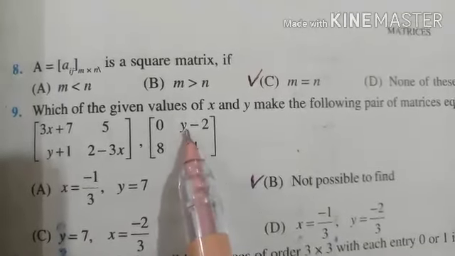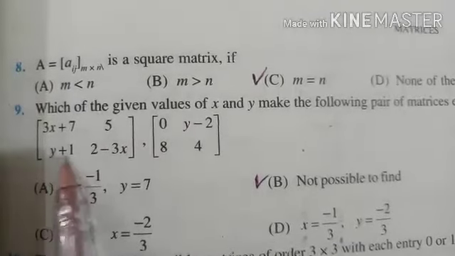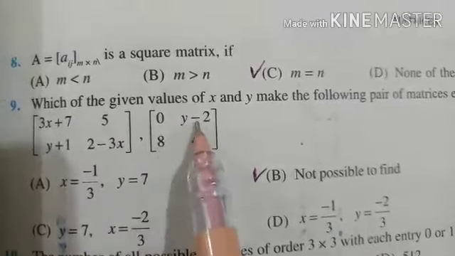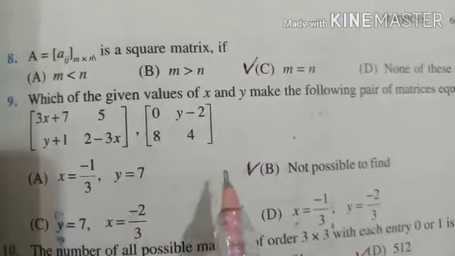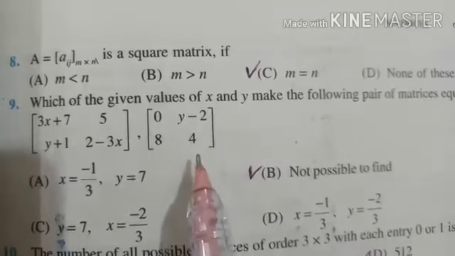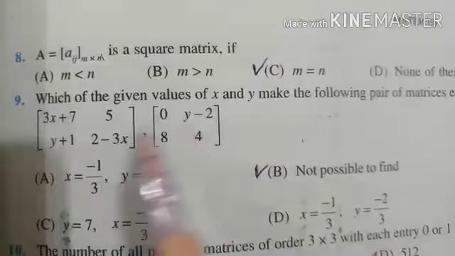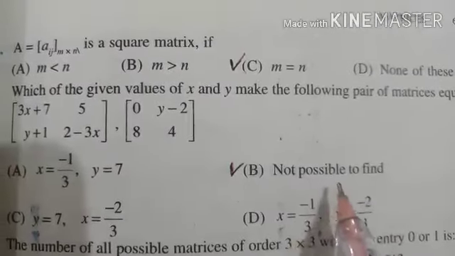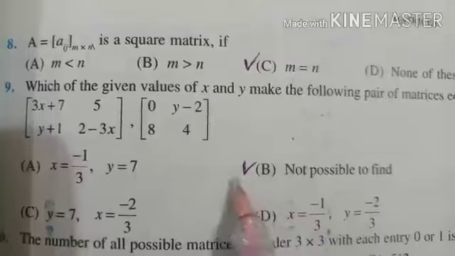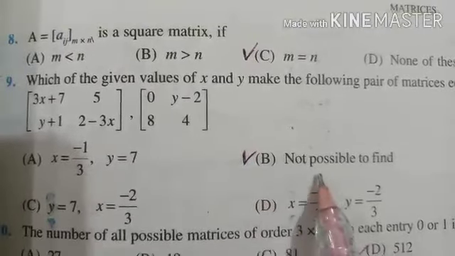Similarly, for the second element, which is 5, y minus 2 is equal to 5, and y plus 1 is equal to 8, and also find the value of y. If you find the same value, then the matrices are equal. But if you get a different value of y or a different value of x, then it is not possible. So please try. I think your answer should be this one.